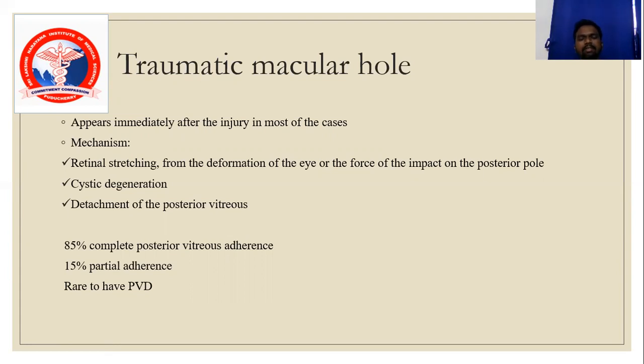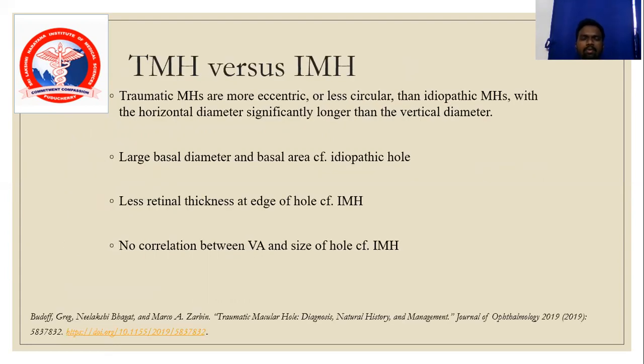Okay, it is just the opposite of what we saw in an idiopathic macular hole. So, how to differentiate between a traumatic macular hole and an idiopathic macular hole? Most likely, the traumatic macular holes which we come across are eccentric, or less circular than an idiopathic macular hole, with a horizontal diameter longer than the vertical diameter.